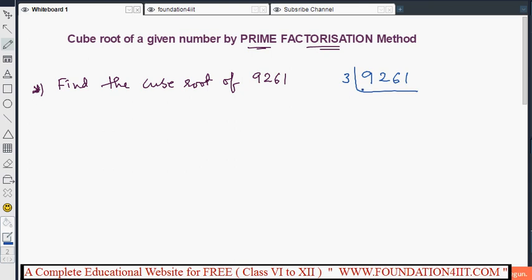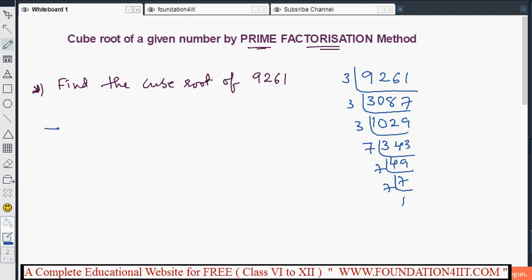Now take the 3 table, because it's not divisible by 2. 3 nines are 9, 3 eights are 24, and because of two digits you get 0 here. 3 sevens are 21, and so on, and you get 343. Again 3 table: 3 threes are 9, and we get 343. Now the next prime number is 5; it's not divisible by 5. The next prime number is 7. 7 forty-nines are 343. Again 7 sevens are 49, and 7 ones are 7. So the first step is to resolve the given number into prime factors.